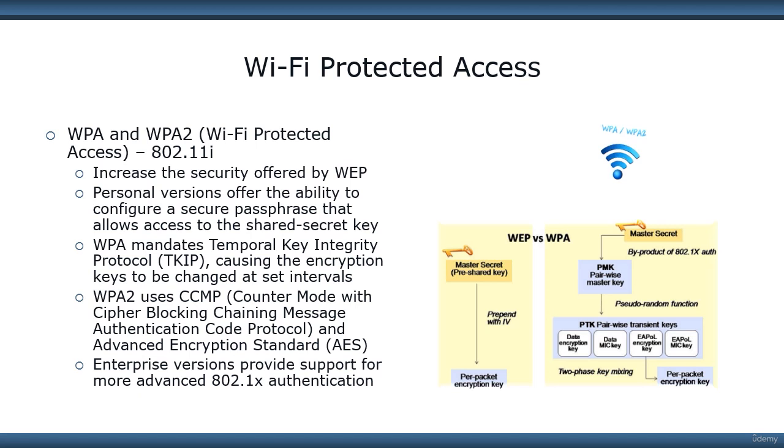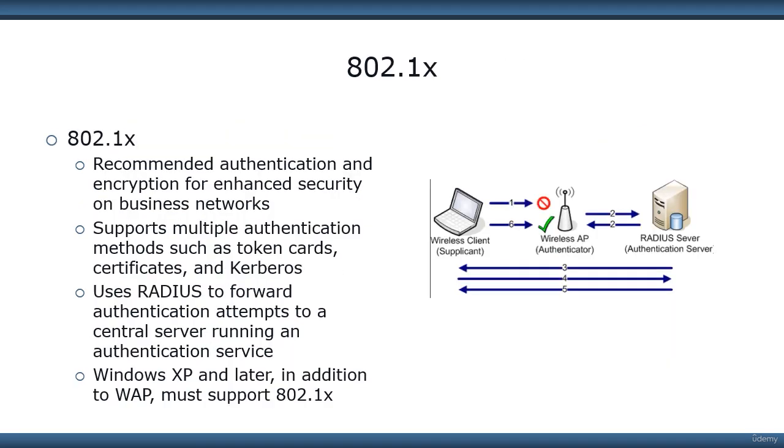Probably the most common security that you'll see today across multiple network types would be WPA2 personal. So 802.1x, as I mentioned, is recommended for enhanced security on business networks. Instead of the wireless access point performing the authentication, and really only performing the authentication of the passphrase, it allows the wireless access point to be configured to forward things to a RADIUS server or authentication server.